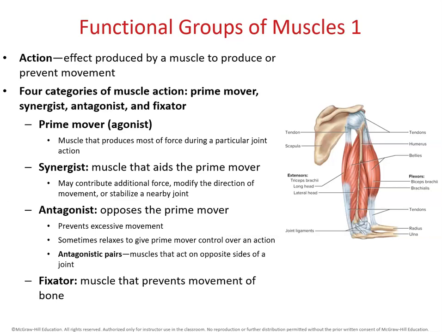So a really good example of this is your biceps brachii on the top side of your upper arm and your triceps brachii on the underside of your upper arm. And one of these muscles allows your upper arm to extend and the other allows it to contract. And together, it allows you to have that hinge motion at your elbow. Finally, a fixator muscle is a muscle that prevents movement at a bone.